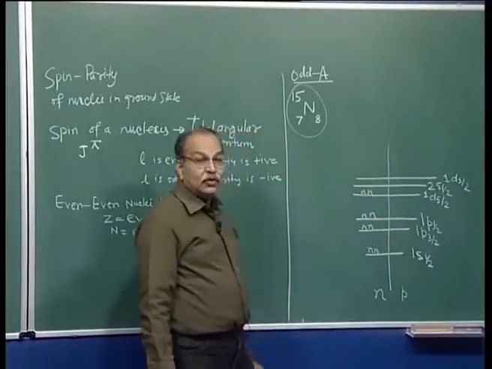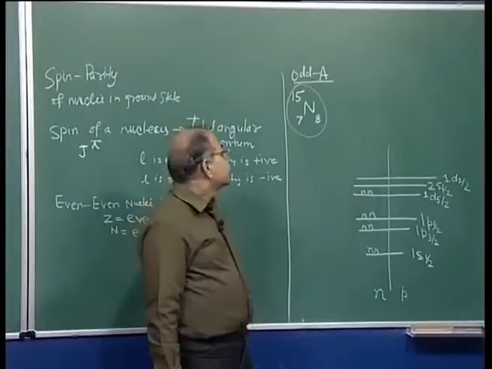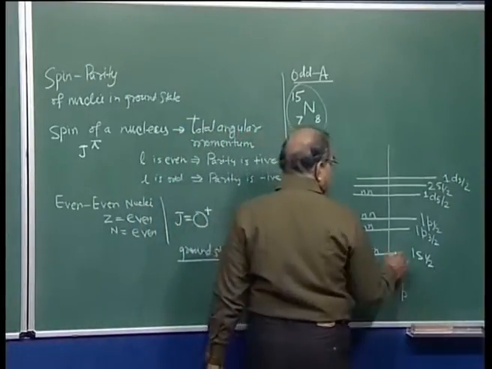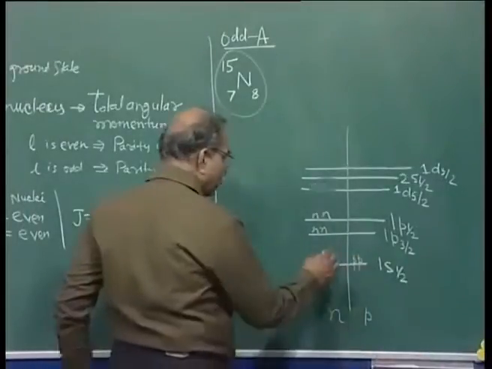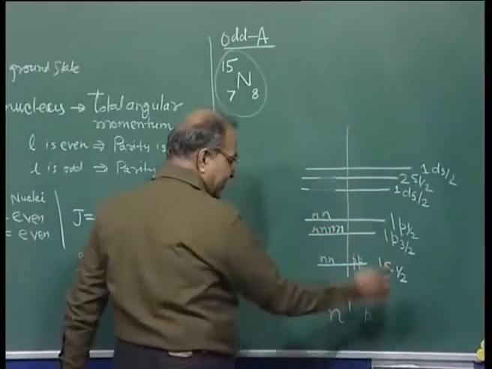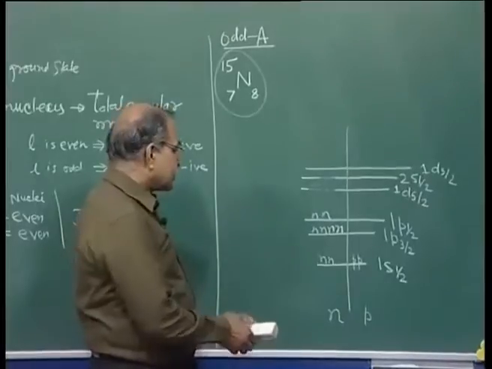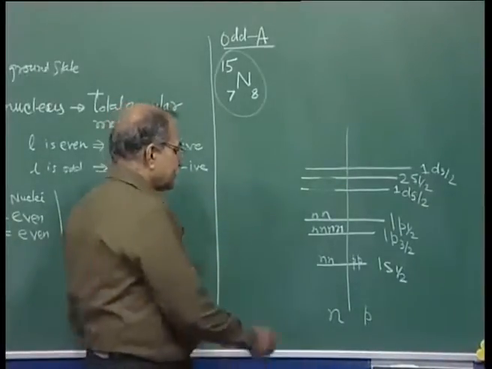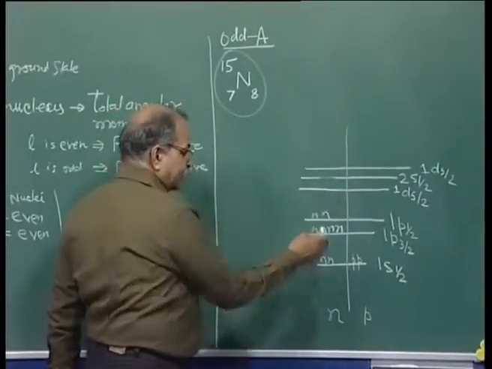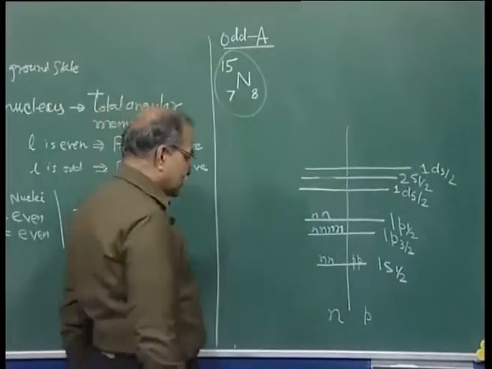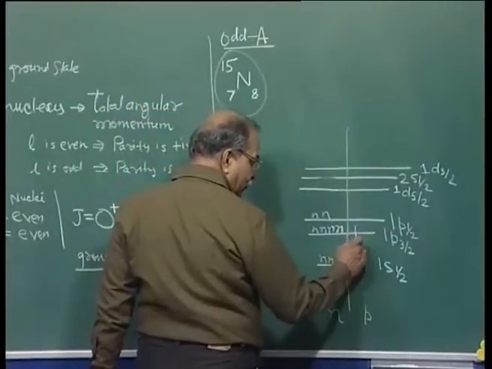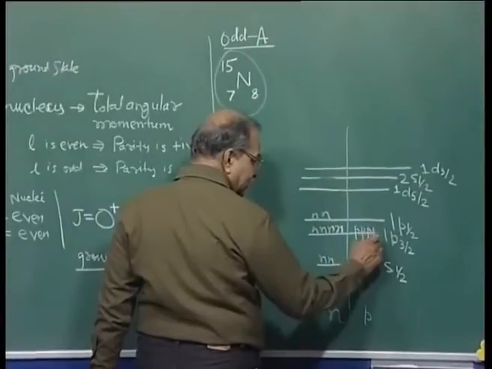Right, lowest energy of the nucleus. 7 protons, where should they go? 4 here, p 3 by 2. 4 here. So, 2 plus 4 is 6, and 2 is 8. So, 8 neutrons are going here, and then 7 protons. So, 2 here, 4 here, and 1 here.